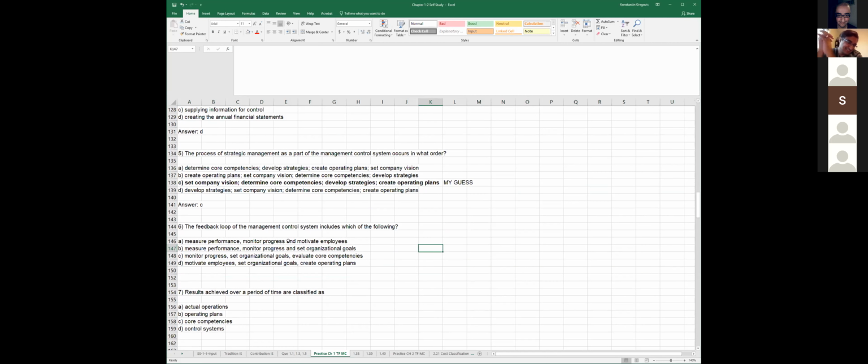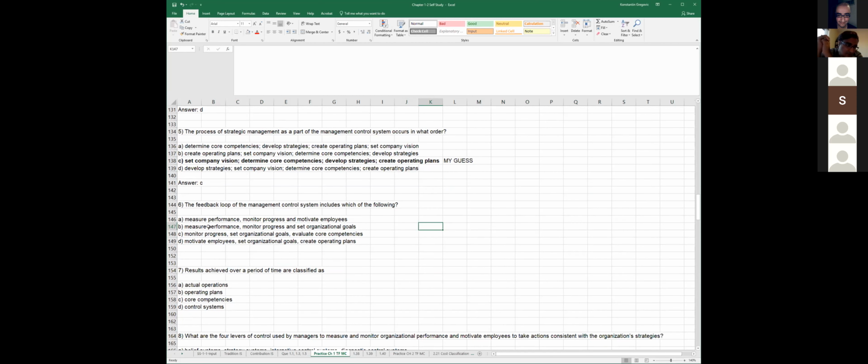Okay, let's go. Feedback loop of the management control system includes which of the following? Measure performance, monitor progress, motivate employees. Measure performance, monitor progress, set goals. Monitor progress, set goals, core competencies. Or motivate employees, set organizational goals, create operating plans. I think the key is loop. What is the feedback loop? An A.